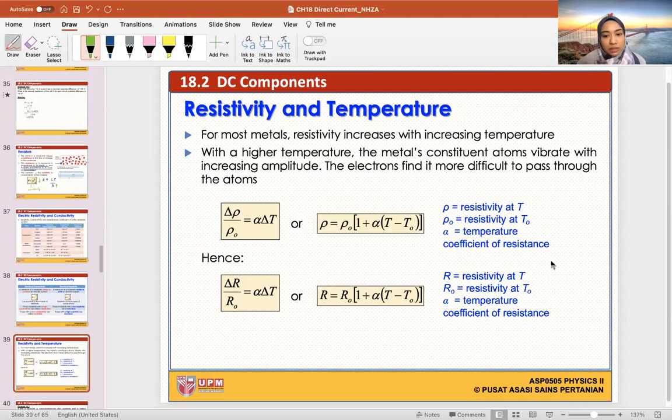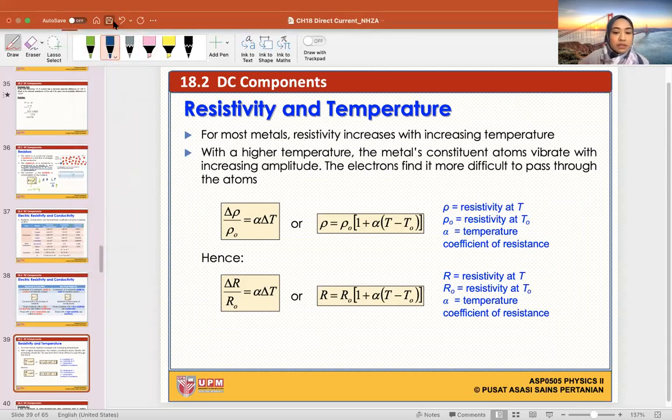Okay, so this is where we see our temperature coefficient again. Previously, we talked about the temperature coefficient in the equation delta L over L naught equals alpha delta T, right? In chapter 14. Let's hope my pen works now. Hello, no, it's not working. Okay, let me see first.